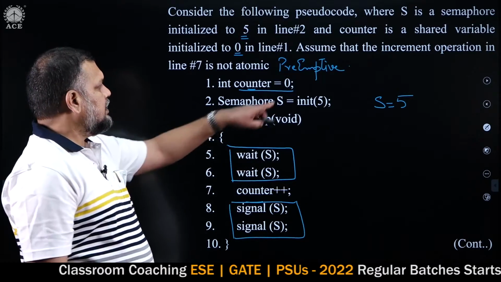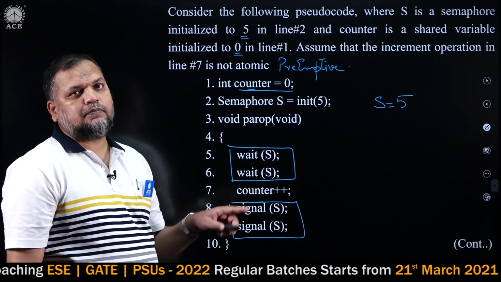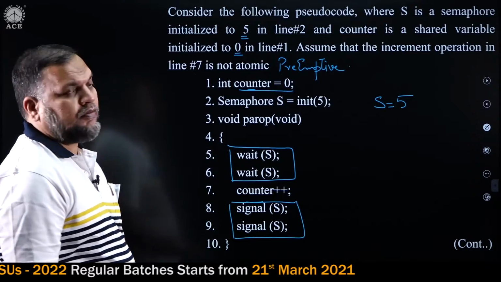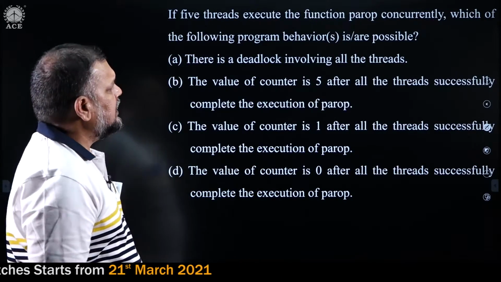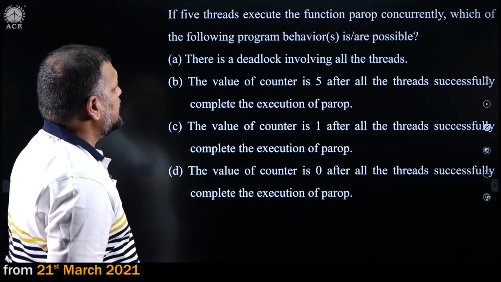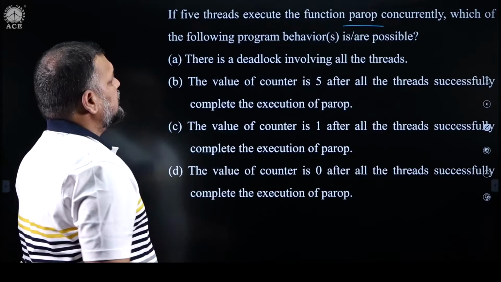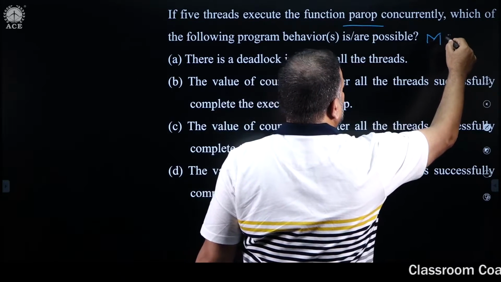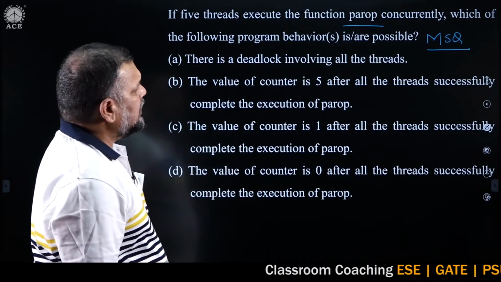Okay. So, remember this is a counting semaphore initialized to 5, every wait may not get blocked, 5 times I can perform wait operation successfully. So, what happens now, if 5 threads, 5 processes execute the function parop concurrently, which of the following behavior is or are correct? The moment I say is or are, MSQ. There is a deadlock involving all the threads.